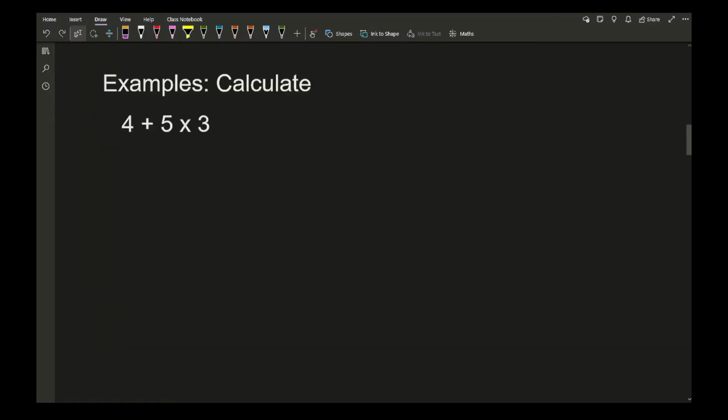So as an example, let's have a look at calculating this. Reading this out, we've got 4 plus 5 times 3. Now, what we need to do is first of all think about BIDMAS. So the first thing we see is, do we have any brackets? No. Do we have any powers? No. Do we see any division? No. Do we see any multiplying? Yes. So we need to have a look at the two numbers that are on either side of the multiplication symbol, and we need to do that bit first.